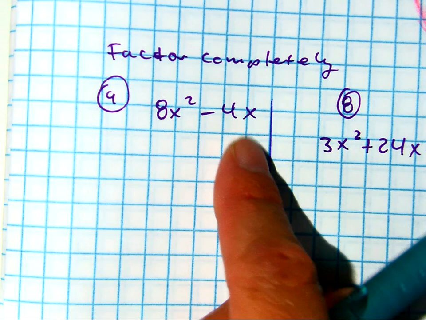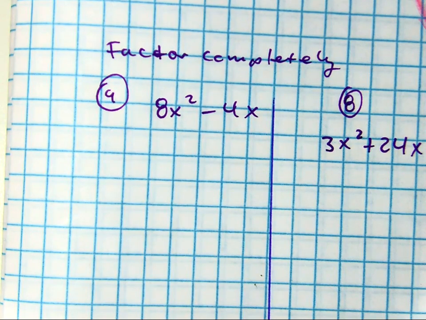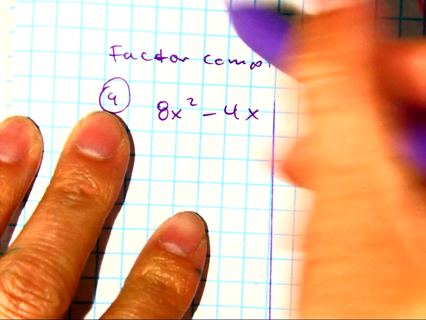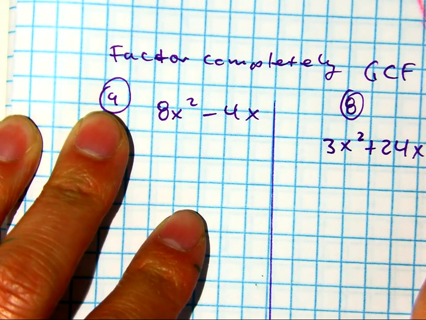So the very first thing before I even count the number of terms is I need to look at your factoring flow chart. Before we even count the number of terms, we're going to have to. We need to find the GCF first.